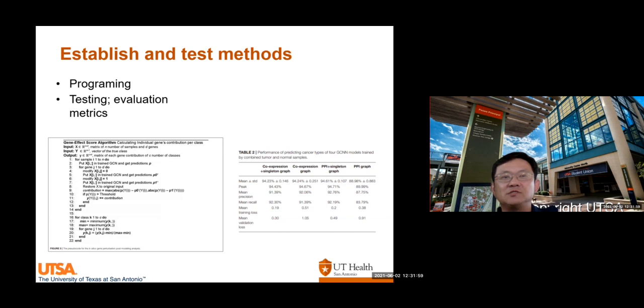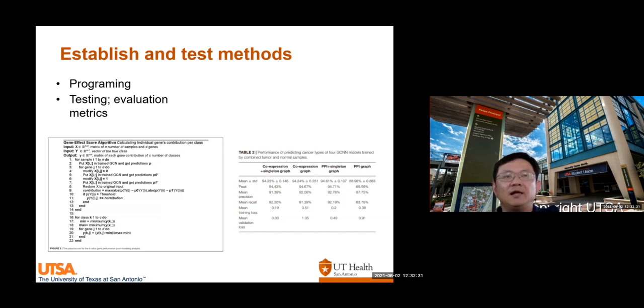Okay, so what you see here on the screen on the left side is the pseudocode that RJ established for this method, and on the right side you see the performances of these approaches under different conditions, under different test data sets, and these performances are in the form of accuracy plus or minus the standard deviation of the test accuracy.